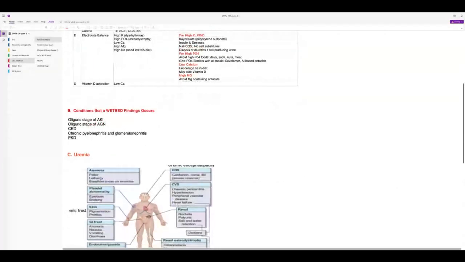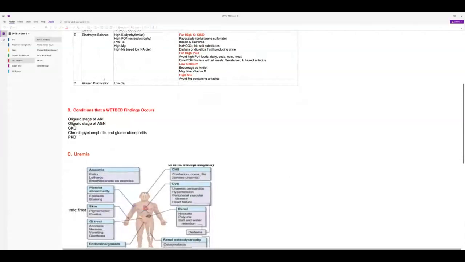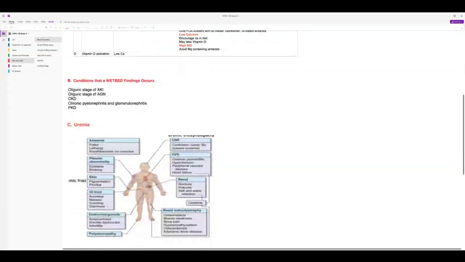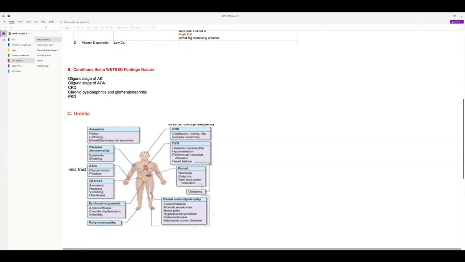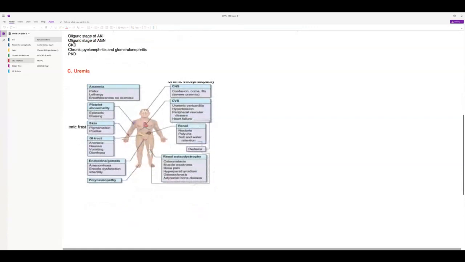Vitamin D activation is done by the kidney, so that's going to result in low calcium. So again, you're going to encourage a high calcium diet or add calcium foods to their diet. All right, so all those findings I just talked about, you are going to see in the oliguric stage of acute kidney injury, the oliguric stage of acute glomerulonephritis, in chronic kidney disease, in chronic pyelonephritis, and glomerulonephritis, and polycystic kidney disease.